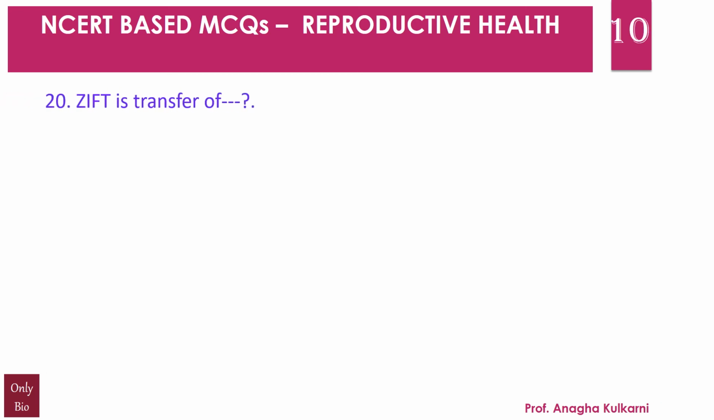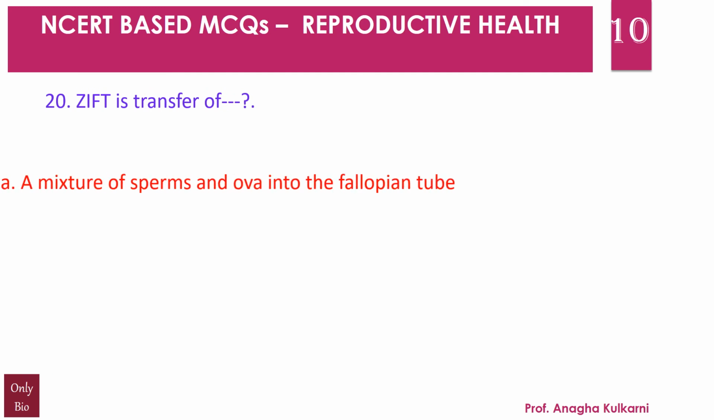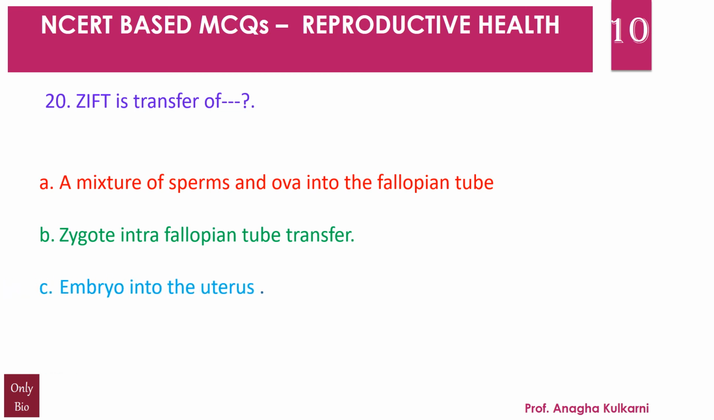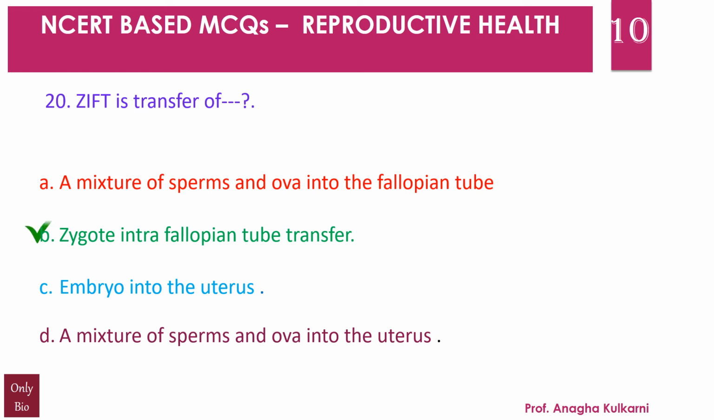Question number 20. ZIFT is transfer of dash. A. A mixture of sperms and ova into the fallopian tube. B. Zygote into the fallopian tube. C. Embryo into the uterus. D. A mixture of sperms and ova into the uterus. And the correct answer is B. That is zygote intrafallopian transfer.